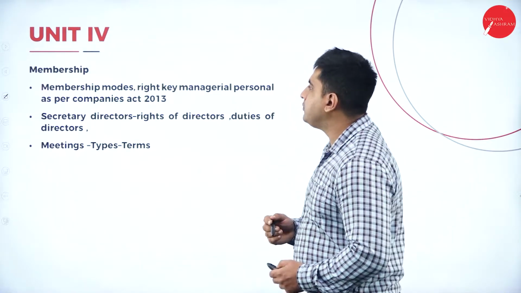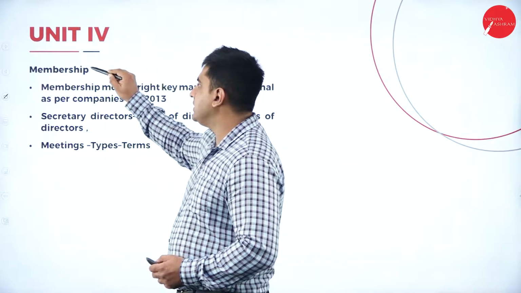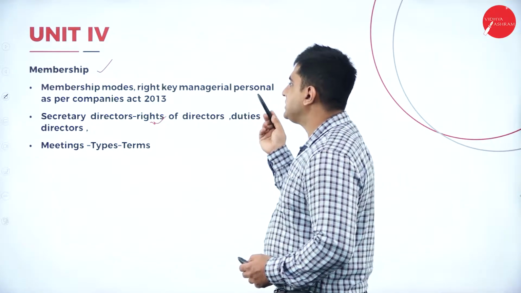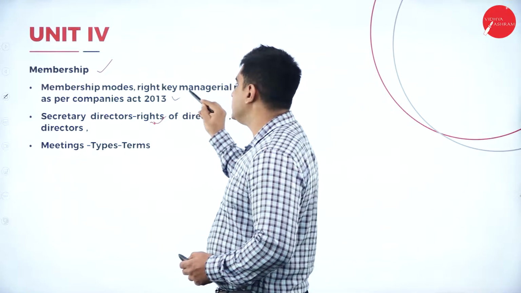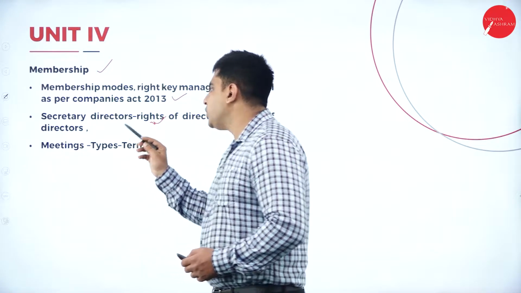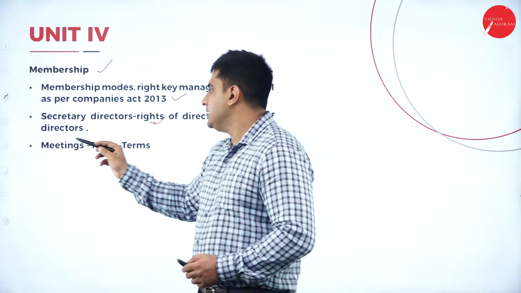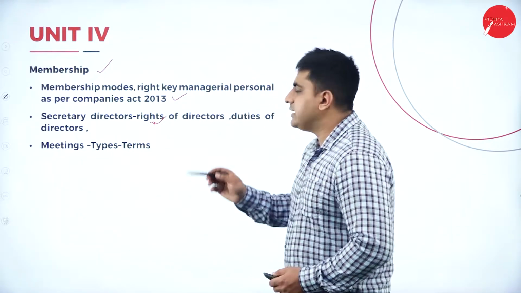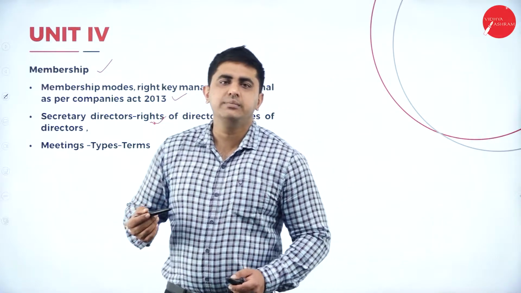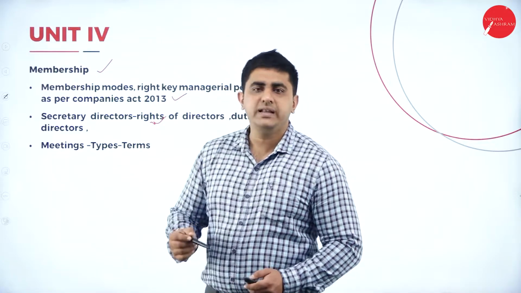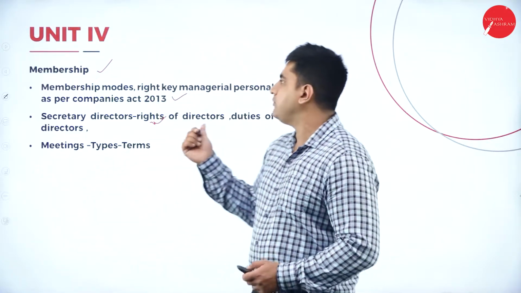So next we go for the fourth unit. It is mainly dealing with membership. Membership modes, key managerial personnel as per Companies Act 2013, secretary, directors, who are the directors, rights of directors, duties of directors, different kinds of meetings, that is your AGM, annual general meeting, your statutory meeting, what are the types and terms for meeting. So these things you will be understanding in the fourth unit.